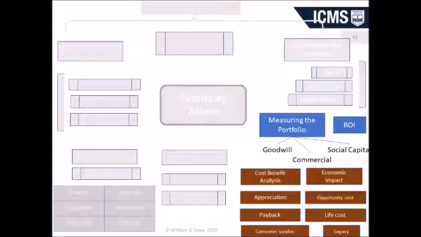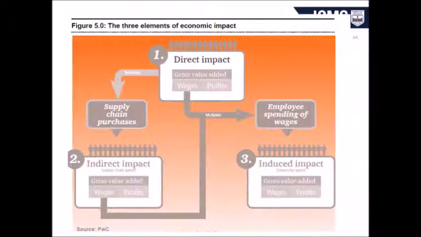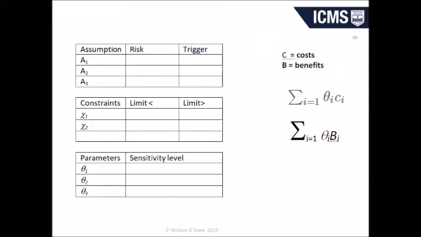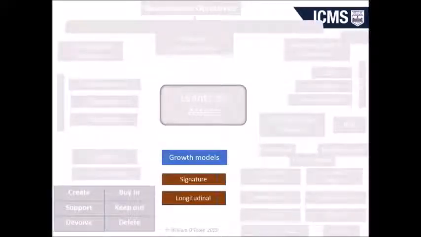Okay, so they have to measure the portfolio to see if it's working, and these are the tools we went through, which had to do with economic impact, if you remember, direct and indirect and multipliers, those sort of things. But more importantly is what's called the cost-benefit analysis. You have to look at the costs of the event as well, including the opportunity costs. This can be quite complex, and mathematically that's what it looks like. Not that you necessarily need to know that, but that's what they do.